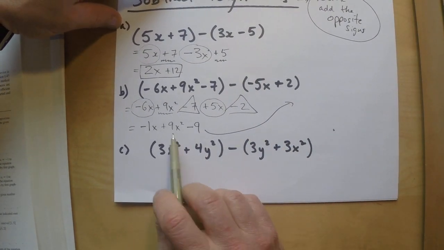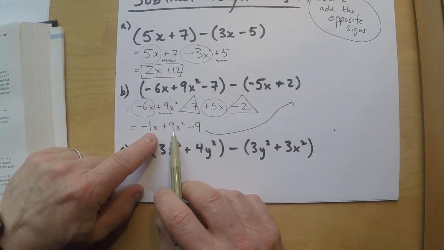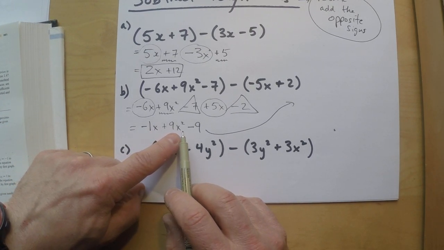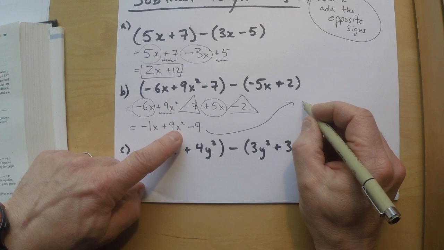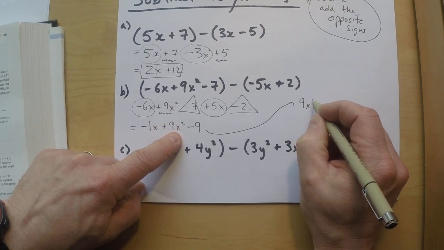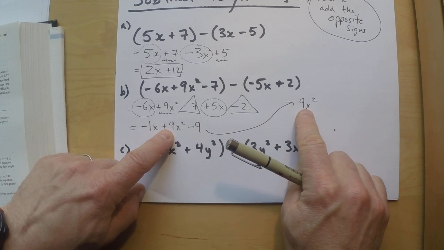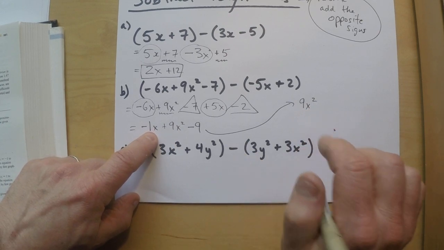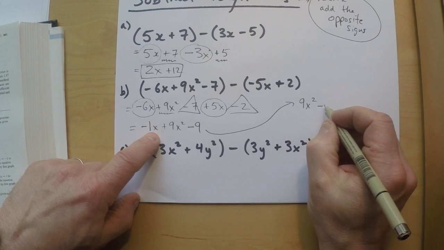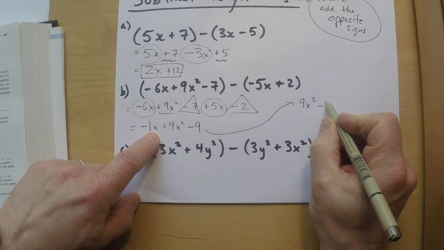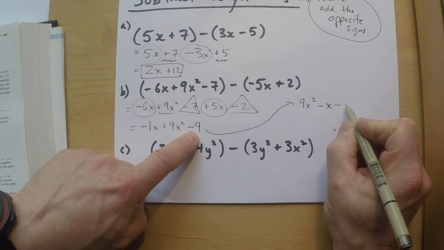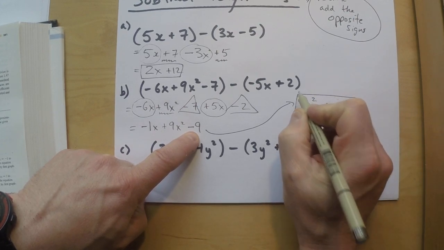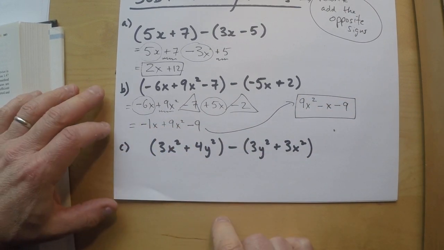A few things here. That's a great answer. It's not wrong. One thing that the book would like to do with answers, they generally will put the term with the highest exponent first. So they'll put positive 9x squared first. Then they'll put the x term, which, remember, minus 1x, I can just write negative x, with an imaginary 1 there. Negative 1 and minus 9. That would be the answer the book would have, but this is just as good.